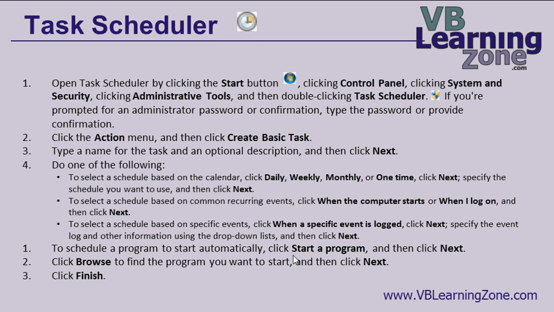Another thing you can do is use the task scheduler. So the task scheduler allows you to set off a certain task at different points in time. To get to this, you need to go to the Start and then Control Panel, System and Security, Administrative Tools, and then open up Task Scheduler.